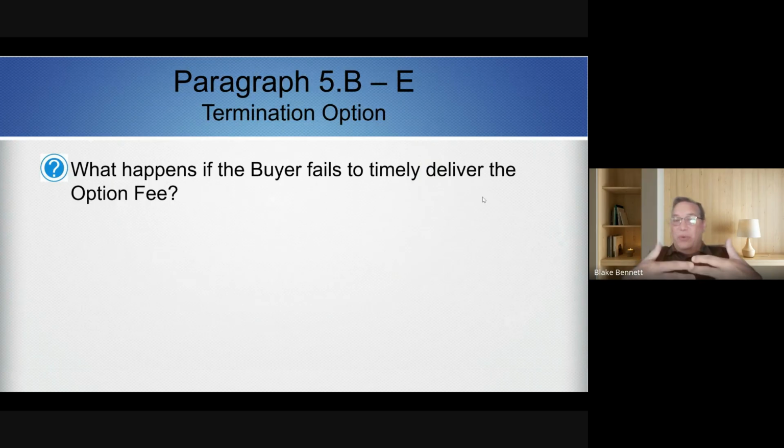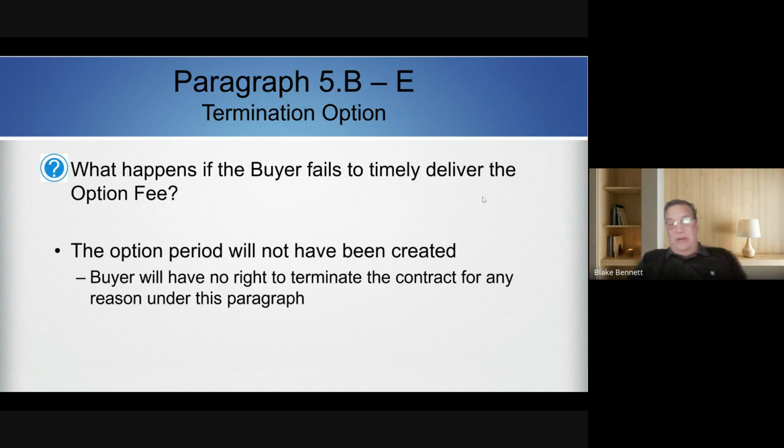Paragraph 5B through E, termination option. If the buyer fails to timely deliver the option fee, well, the option period is not going to be created, and buyer has no right to terminate the contract.